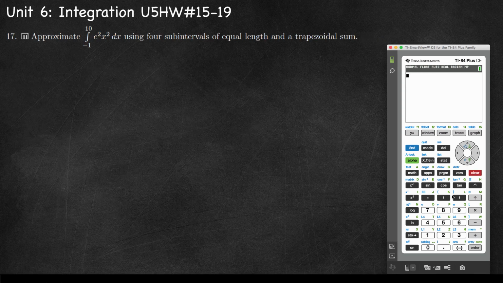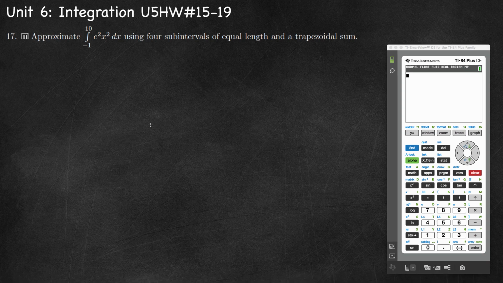Number 17, approximate the integral from -1 to 10 of e squared x squared dx using 4 subintervals of equal length and a trapezoidal sum. Our interval goes from -1 to 10. That means the total width of my interval is 11. And I have to take that distance of 11 and divide it into 4 subintervals of equal length. So 11 divided by 4 is 2.75. That means the width of each interval is 2.75.